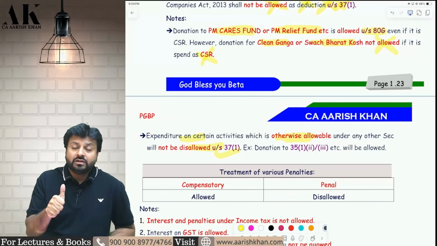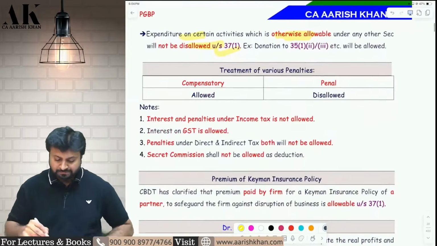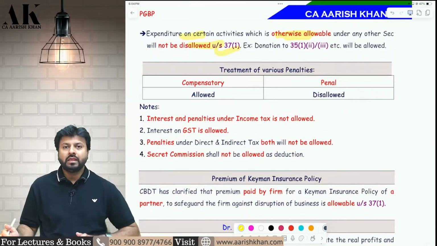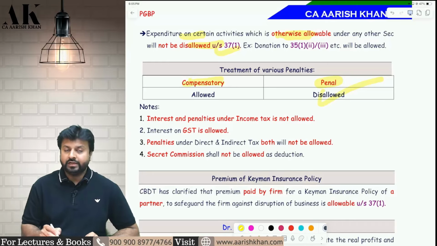So CSR, if you are classifying them under 37.1, then that will be disallowed under the income tax law. So what is the treatment of penalties? See, it is wrong to say that penalties are disallowed. You need to check the nature of the penalty. If the penalty is penal in nature, penal means it is for breaking a law, for infraction of a law, then it is disallowed. But if the penalty is compensatory in nature, then it is allowed.